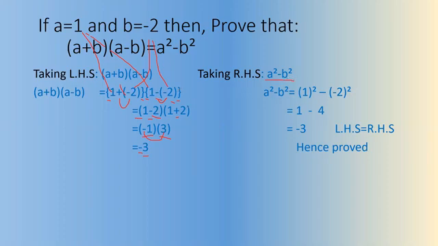Now the right hand side contains a square minus b square. So taking RHS, that is equal to a square minus b square like this. Now put the value of a over here, a is equal to 1 whole square. Since a whole square is there, write down a within the small bracket and then the square on that. Now copy down the minus sign from the question here, and b, what is the value of b? Minus 2. Put it in the small bracket because there is a square on the whole term.